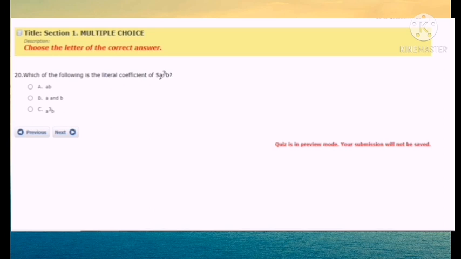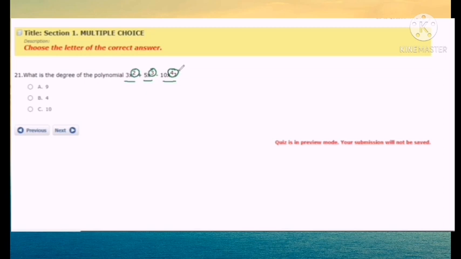So the literal coefficient is a cubed b, the whole expression like this one. So it's letter C. Number 21, what is the degree of the polynomial 3x squared plus 5x cubed minus 10x raised to 4? So there are three terms here, so I'm going to get the degree of each term. For the first term, the degree is 2, the second term is 3, the last term is 4. Since there are three terms, we're going to get the highest. So the highest is 4, so it's letter B.